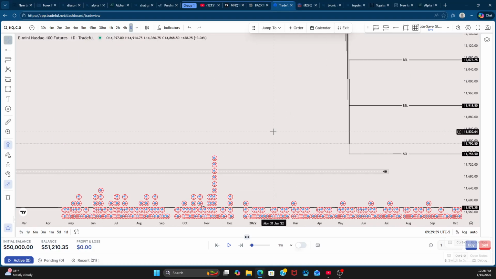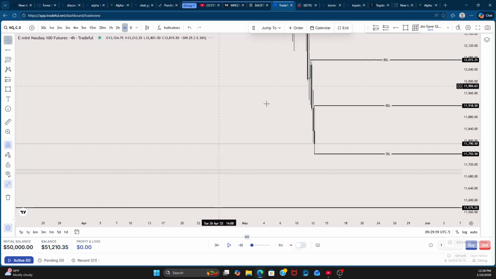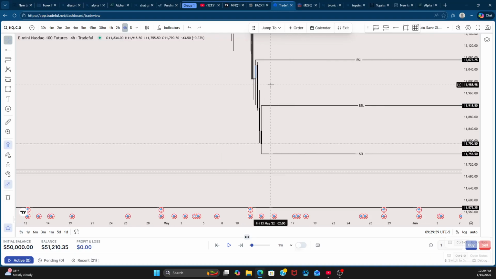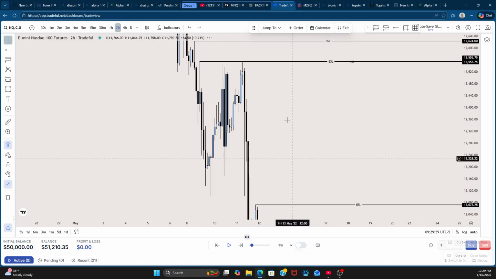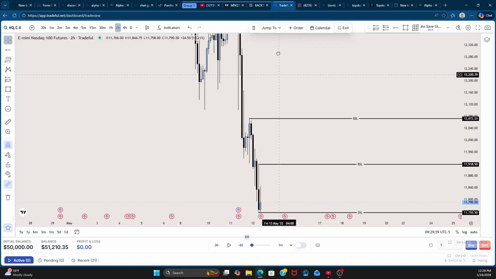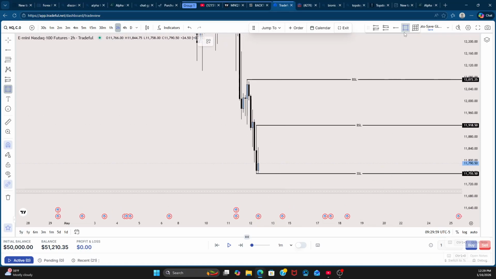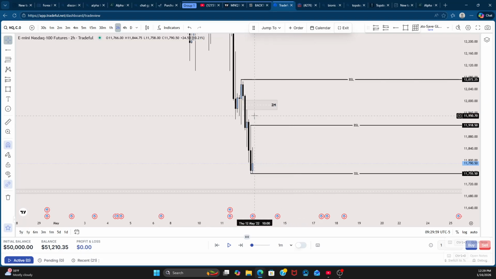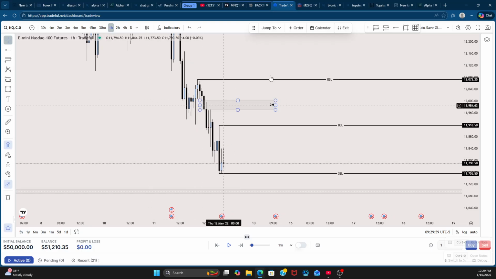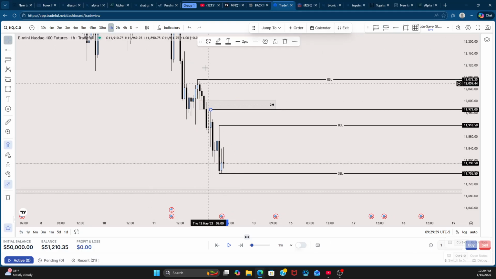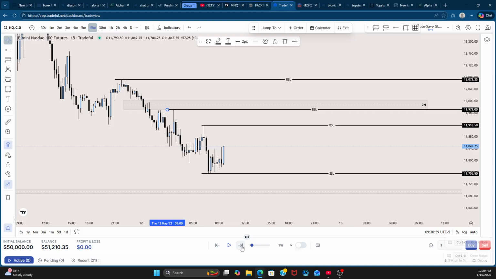Nothing really. Keep just making new lows on the daily. We just keep ripping lower. I'm assuming we're going to get a pullback at some point. 2-hour gap resting up there, we have a 2-hour gap resting here. Interesting. We'll see. Buy side liquidity will come in. We'll wait for market open.